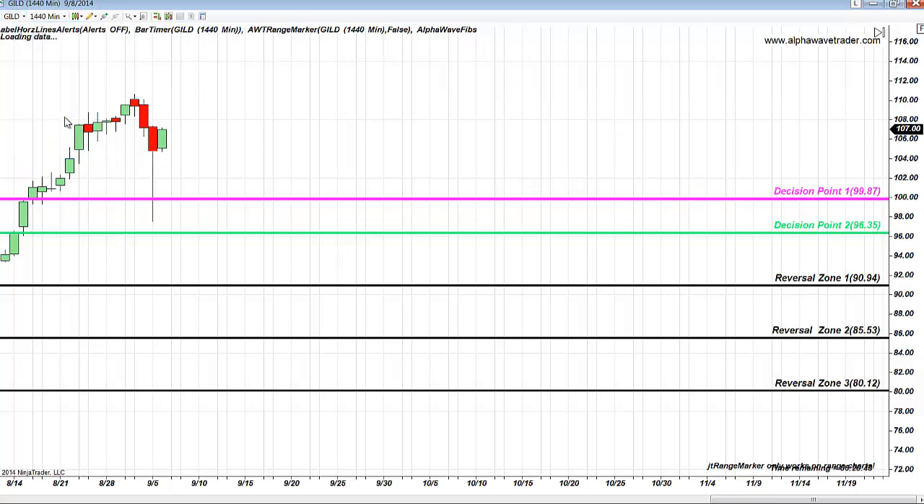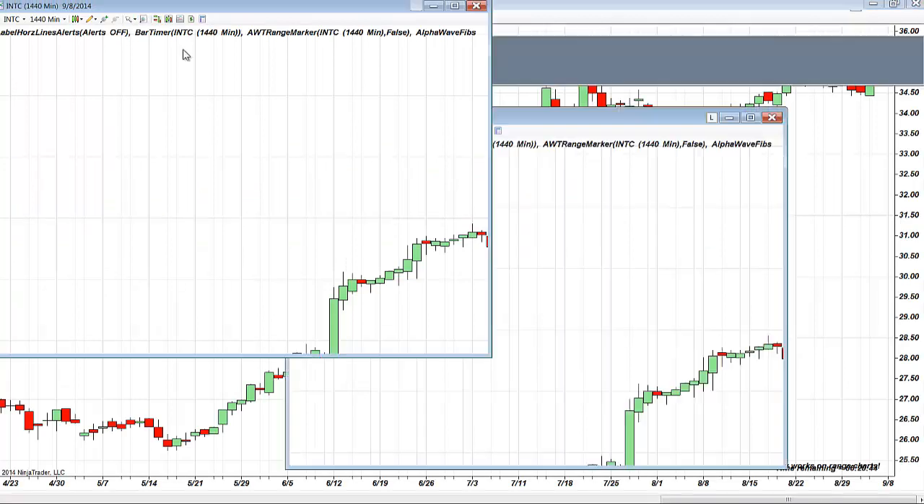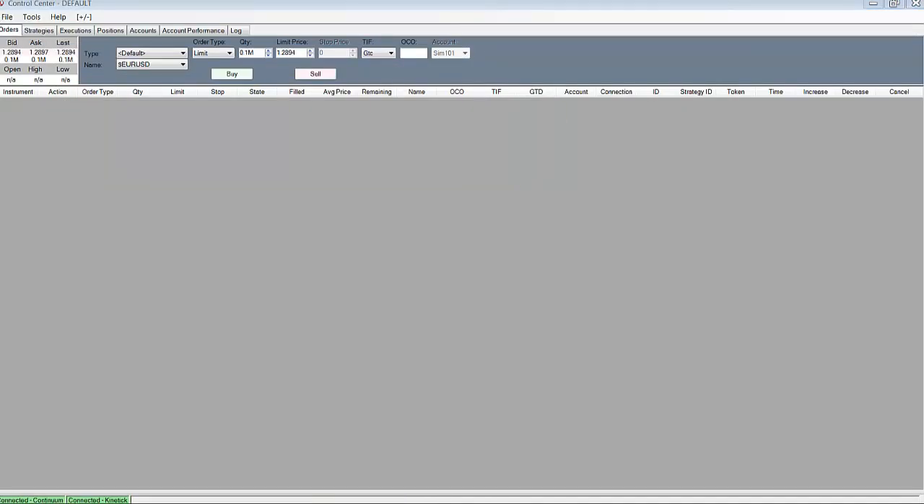Next, INTC. What time frame is INTC, please? Daily. Marvelous. INTC continues its uptrend. It's in a corrective wave too. Do not buy INTC right now. Bad idea. Okay. Wait for a pullback.